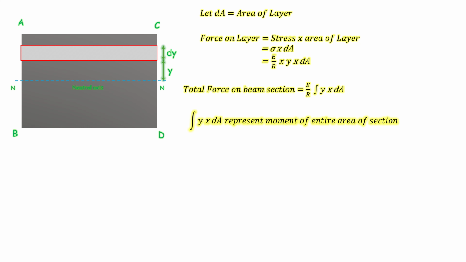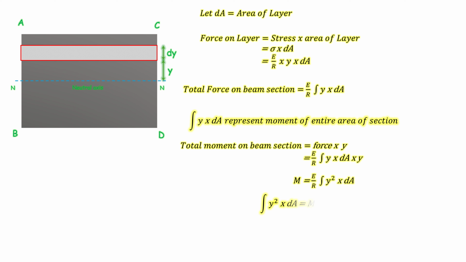Integration of y dA represents the moment of the entire area of the section. Total moment on beam section equals force times distance y equals E divided by R integration of y dA multiplied by y. Moment M equals E divided by R integration of y squared dA. Integration of y squared dA is known as moment of inertia I. M equals E divided by R multiplied by I.